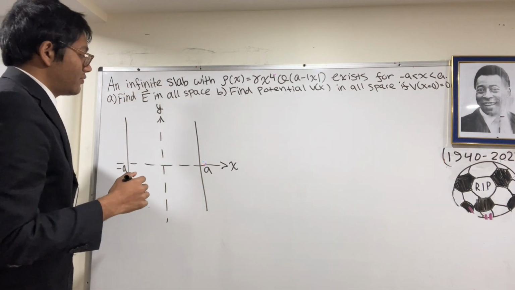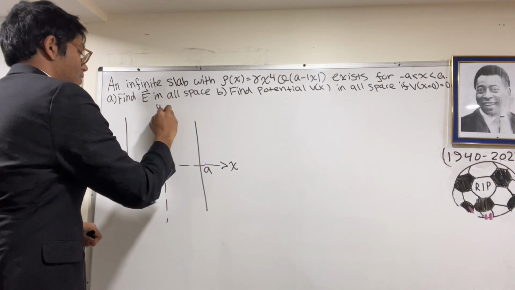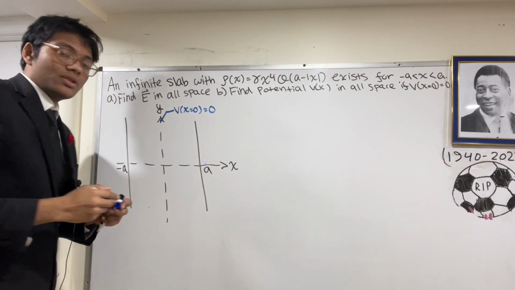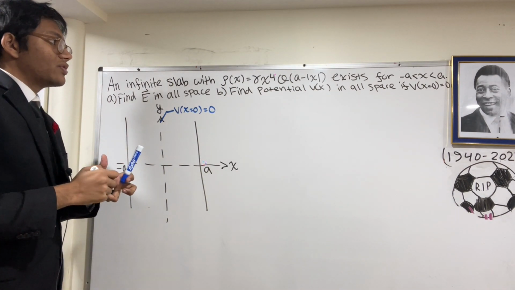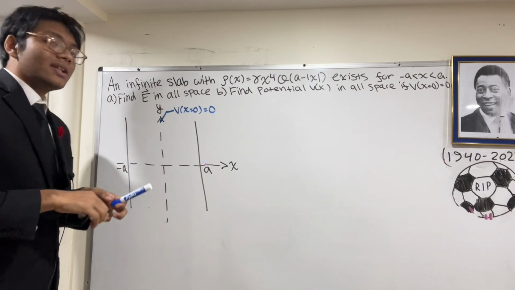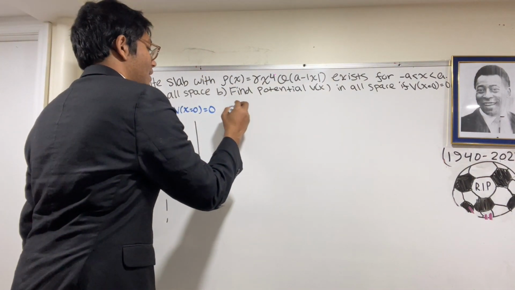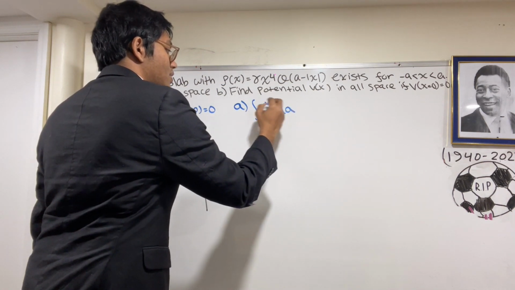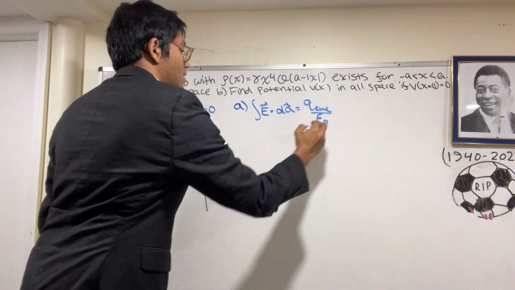I'm going to use a different color to denote that x equals 0 is the ground, which means that the electric potential there is 0. And now let's begin. First part's first, and that's finding the electric field everywhere. That is actually quite standard. We can find that using Gauss's law, which says that the dot product of the electric field with the normal unit area vector is the charge enclosed over epsilon naught.